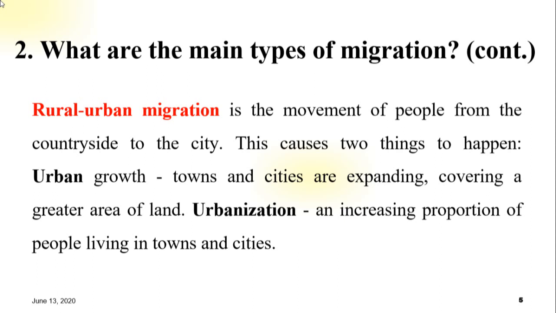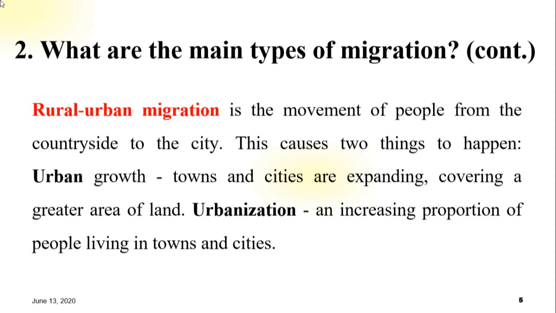One, urban growth. Urban growth is when the towns and cities are expanding, covering a greater area of land, and it can make the towns and cities very full. It means when they drive a motorbike or car, it can make them have a traffic jam, right?